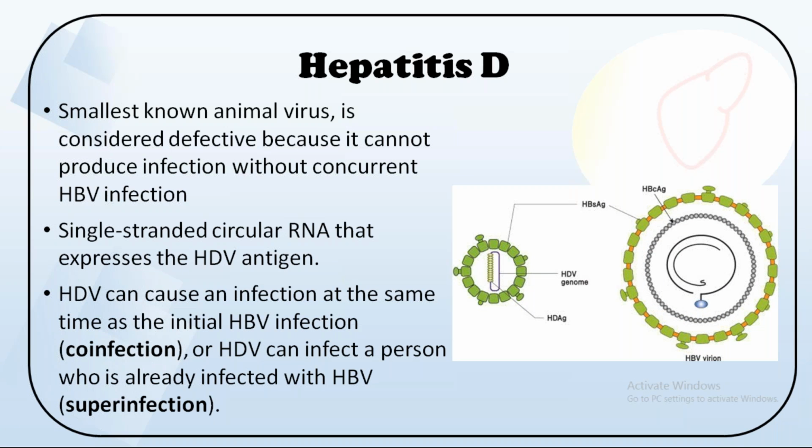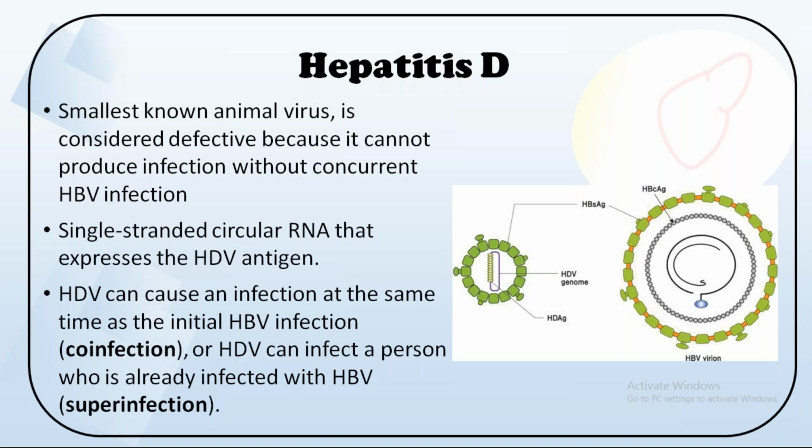Hepatitis D is the smallest known animal virus. It is considered a defective virus actually, because it cannot produce infection without a concurrent hepatitis B infection. It is always a satellite of hepatitis B. Single stranded circular RNA that expresses the hepatitis B antigen.